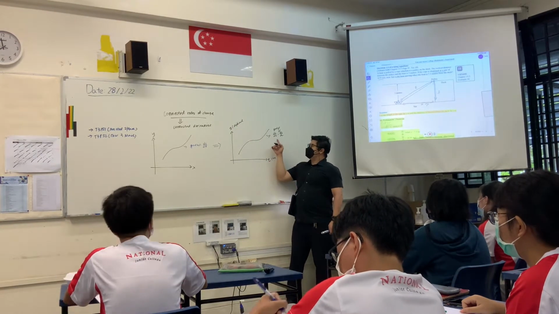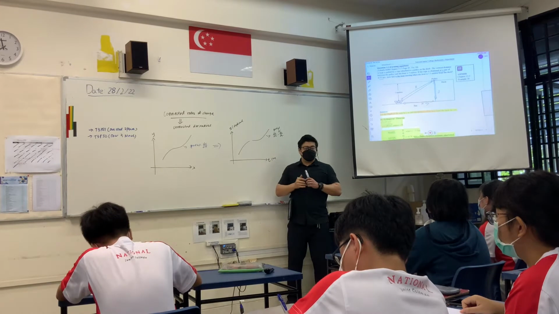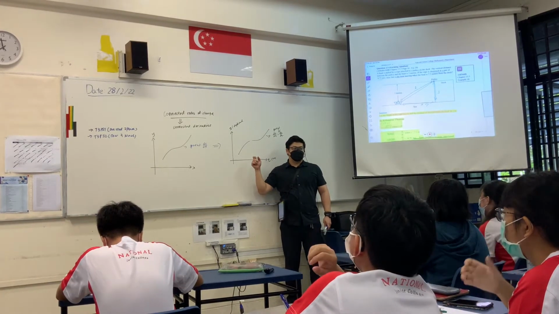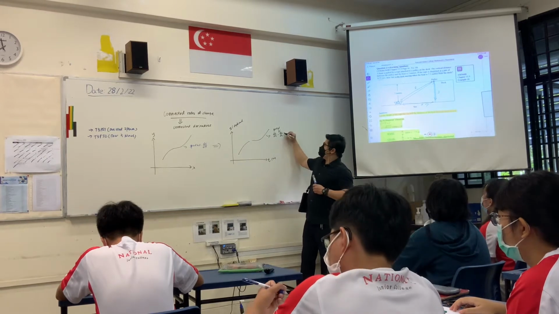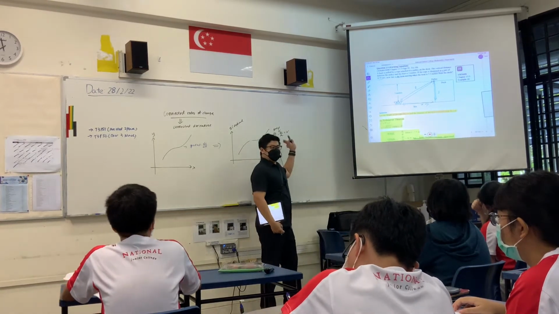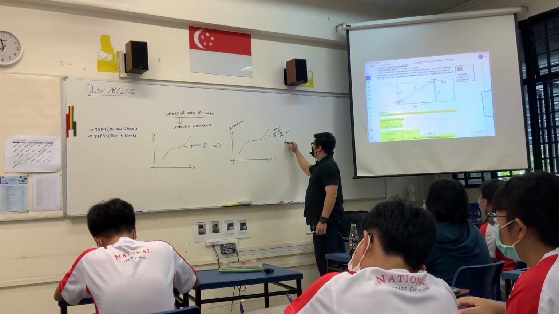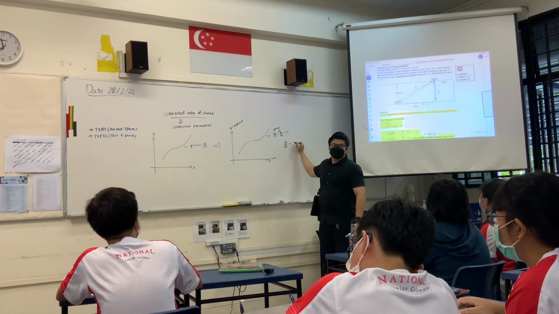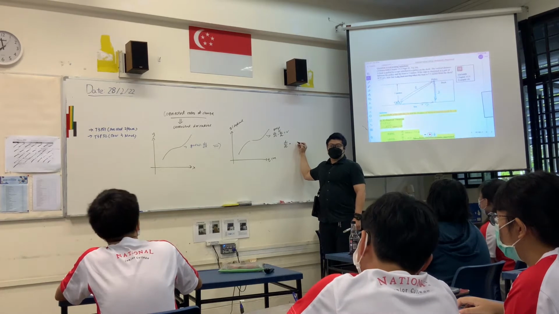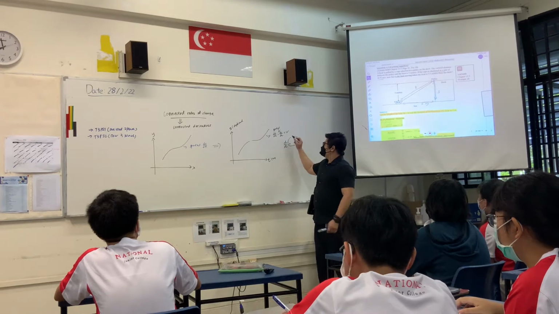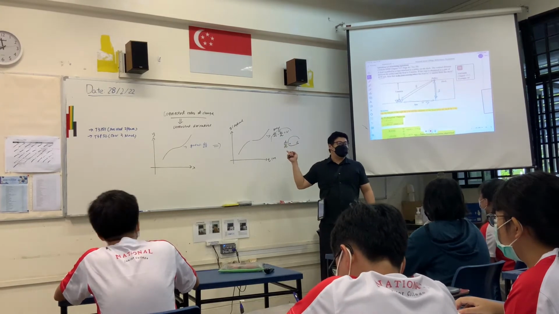So if I look at this, what's the gradient of a displacement-time graph? Velocity. So actually, velocity is ds dt. If you know that velocity is ds dt, then what is dv dt equal to? Acceleration. Fun, right? So you see, kinematics is very easy.